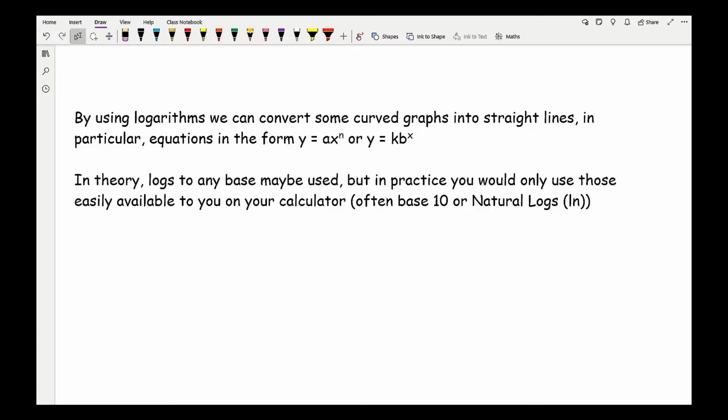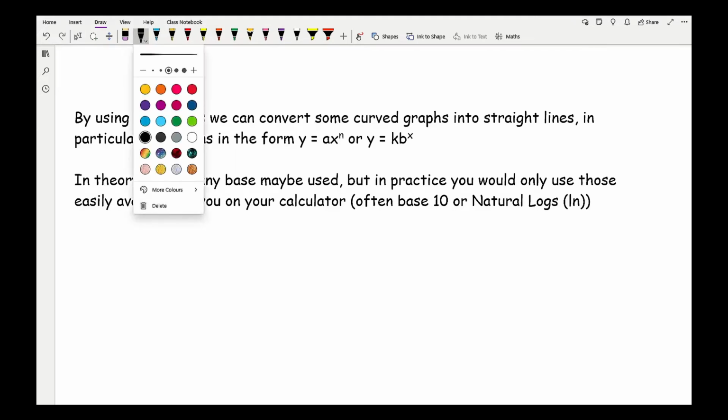polynomial nature or exponential nature. Now in theory, logs to any base may be used, but in practice you would only use those easily available to you on your calculator. Depending on which calculator you've got, if you've got the Casio FX-991EX calculator, then that gives you a button where you can actually choose the base of the log that you're going to be using.